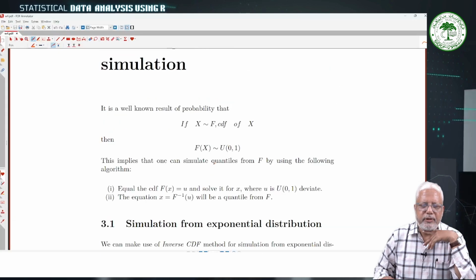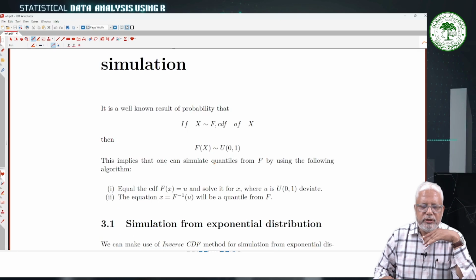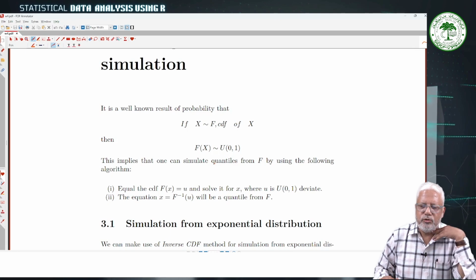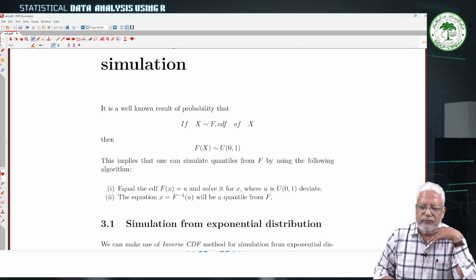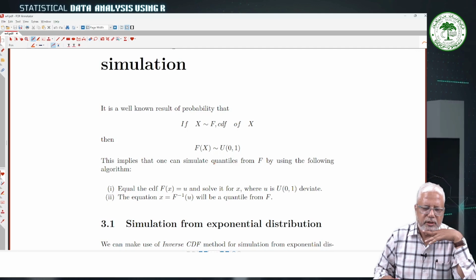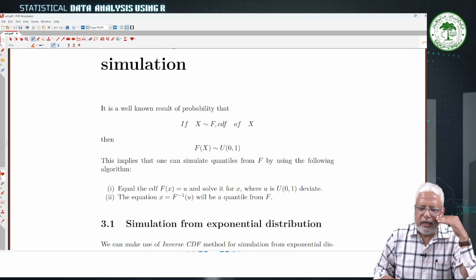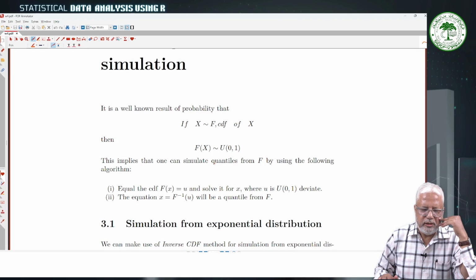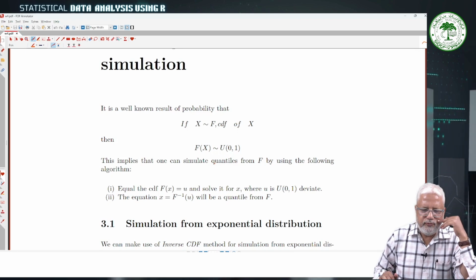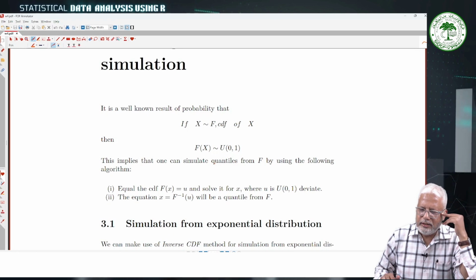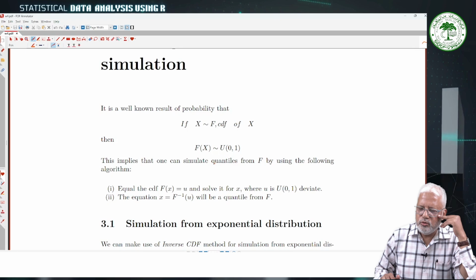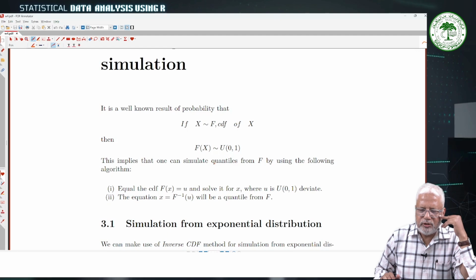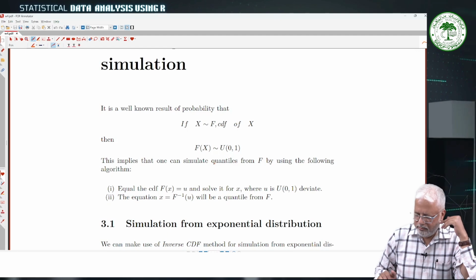See, this is the inverse CDF method of simulation. It is a well-known result of probability that if X follows CDF F, then F(X) follows uniform 0, 1. This implies that one can simulate quantiles from F by using the following algorithm. Equate the value of CDF F(x) equal to u and solve it for x, where u follows uniform 0, 1. The equation x equal to F inverse of u will be the quantile from F.